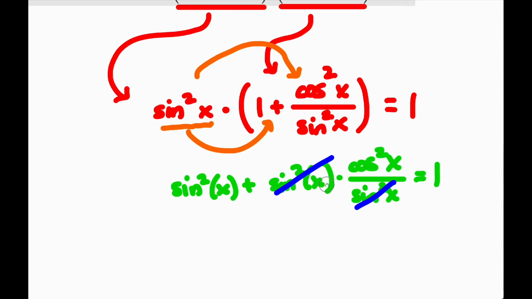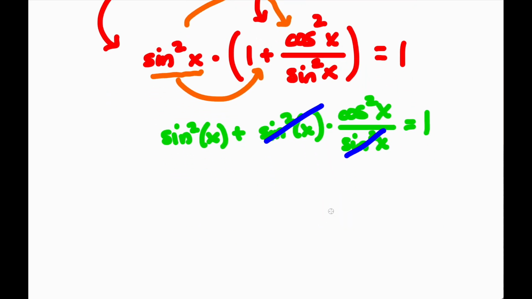And then you end up with sine squared plus cosine squared equals 1. Well, we already know that sine squared plus cosine squared is equal to 1 based on that Pythagorean identity. So that this left side just becomes 1, and then the right side is still 1 as well. 1 equals 1. That checks it and verifies that the identity is correct.